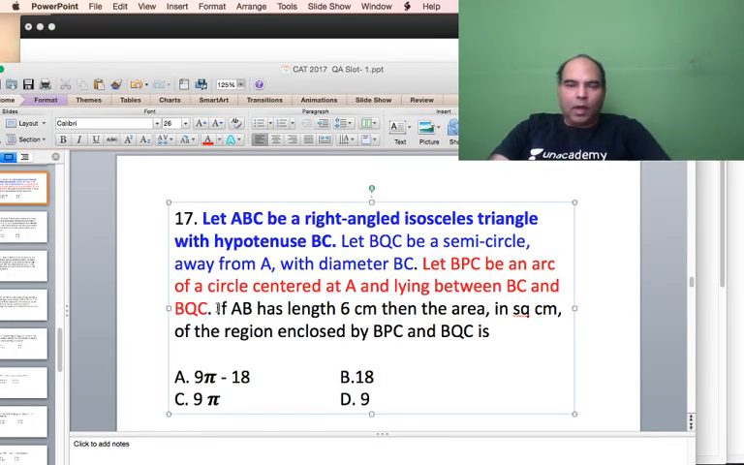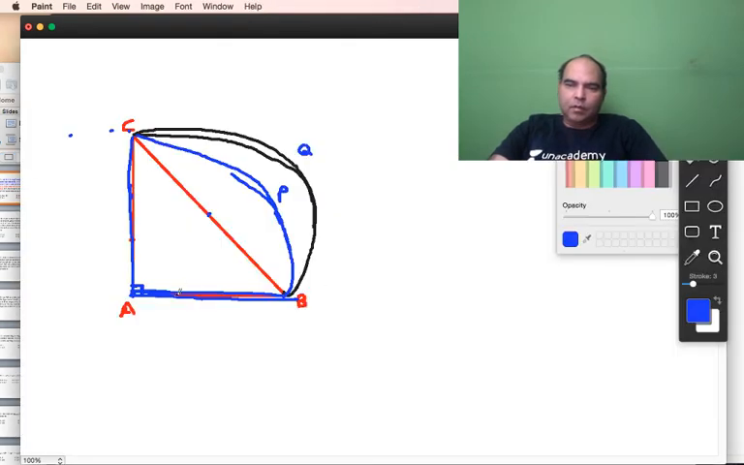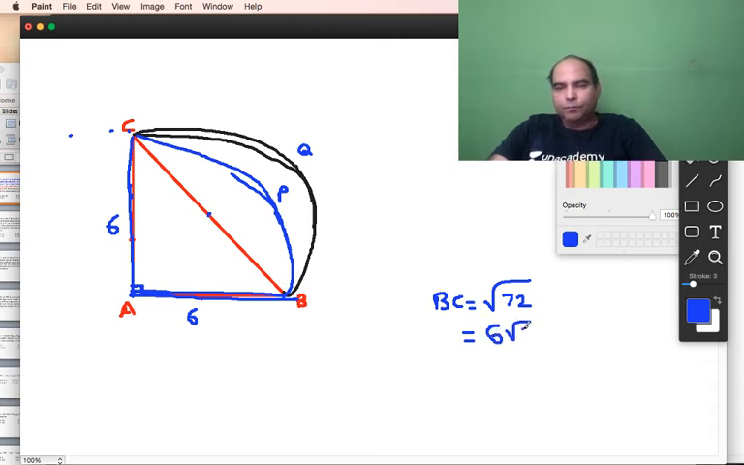Now it says AB has a length of 6 centimeters. So AB is 6, then AC is also 6, and by the Pythagoras theorem the value of BC is under root 6 square plus 6 square, which is 72, which is 6 root 2. This is the value of BC.